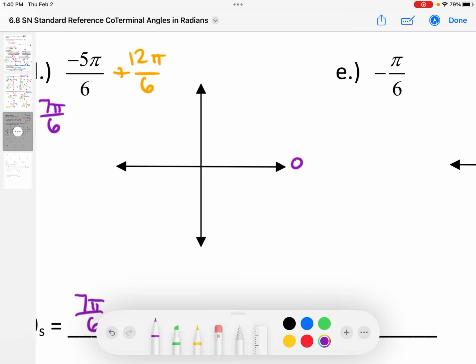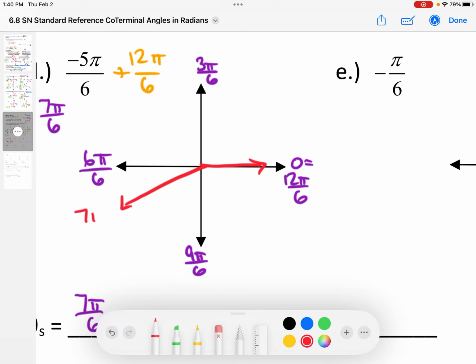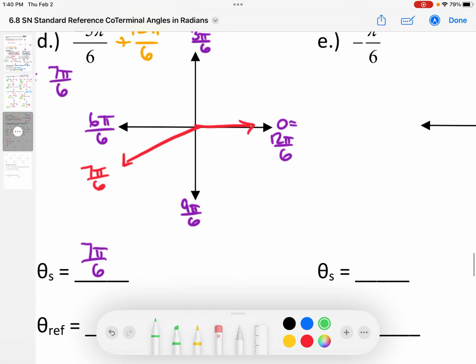Labeling this axis, zero on the right, pi on the left. I'm going to label that as 6 pi over 6. That makes the top half of that 3 pi over 6, which means we count the numerator by 3. 3 to 6 to 9 pi over 6 and 12 pi over 6. Then our angle, 7 pi over 6, would start at 0. 7 is between the 6 and the 9, a little closer to the 6. So 7 pi over 6 would be here. That would be our standard angle. Then the reference angle is always to the x-axis.